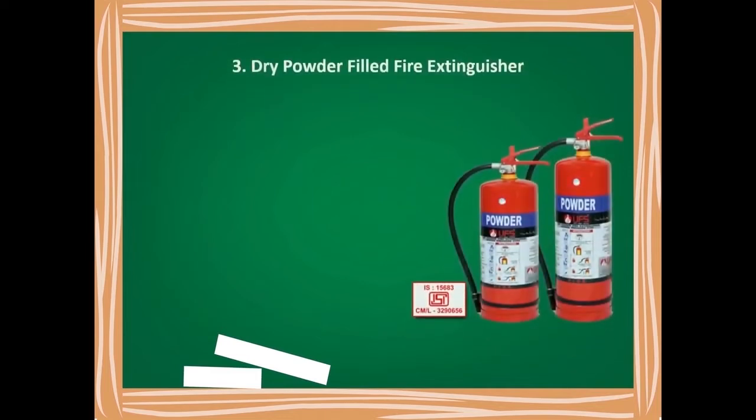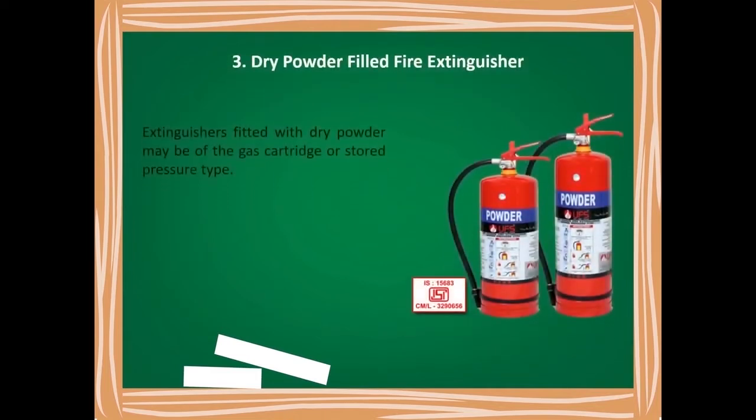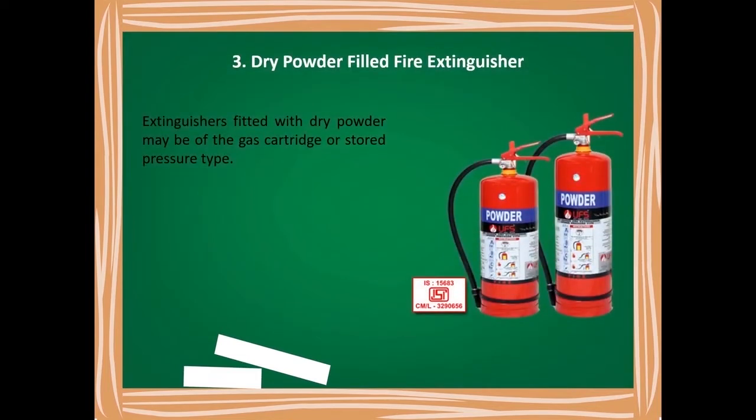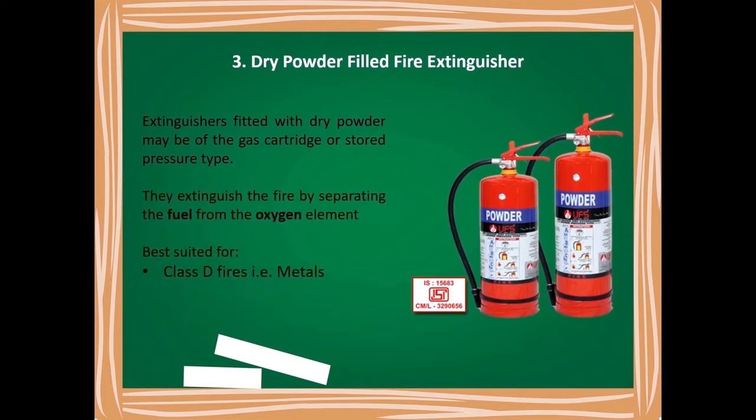Dry powder filled fire extinguisher. Extinguishers fitted with dry powder may be of the gas cartridge or stored pressure type. They extinguish the fire by separating the fuel from the oxygen element. Best suited for Class D fires, that is metals. Useless in all other types of fire.